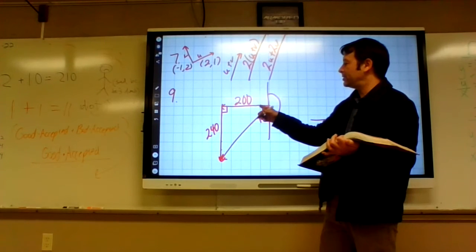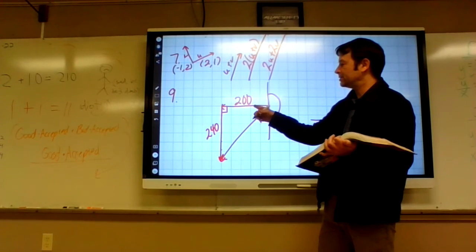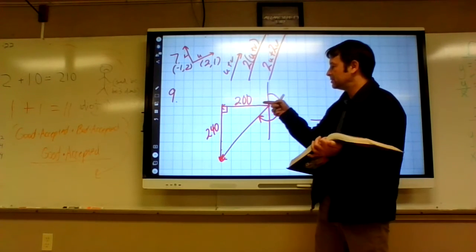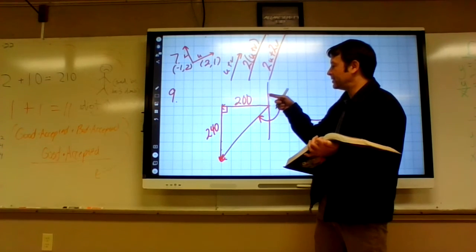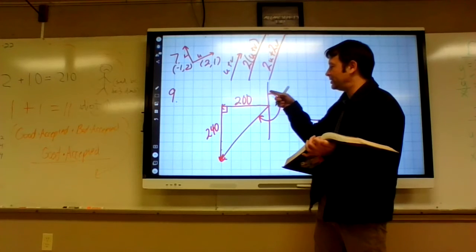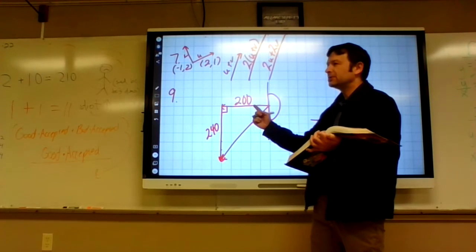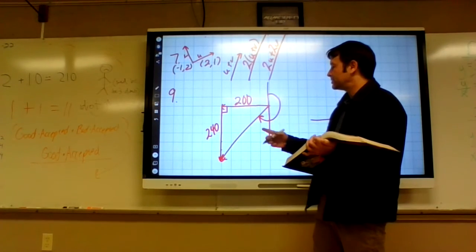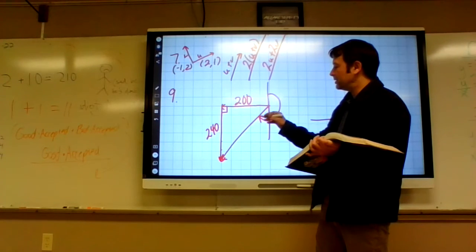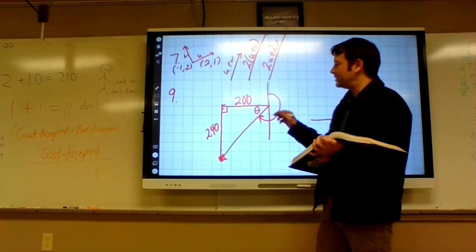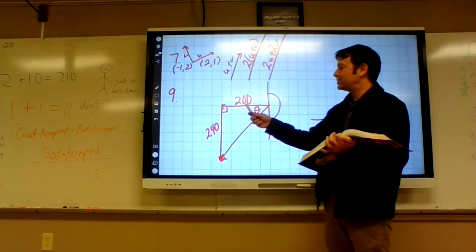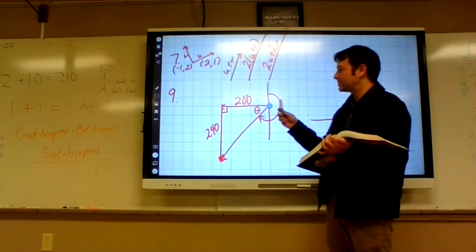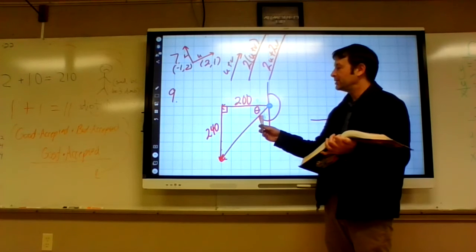Brady, how many degrees is due west? Due west is negative 90, technically. But it's also 180 plus 90, which is 270. If we can find this angle using trig and do 270 minus this, that will tell us the angle this ship should take.